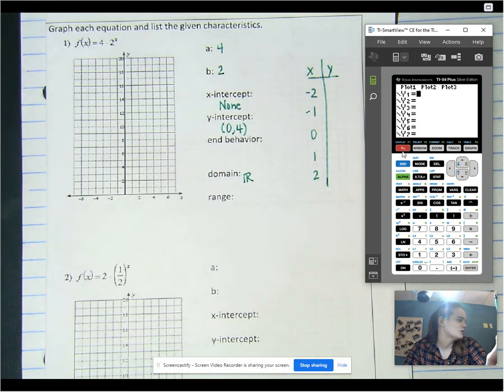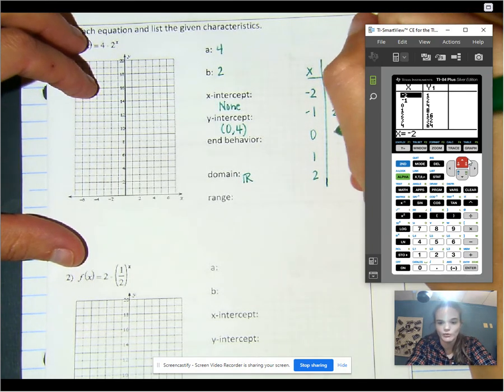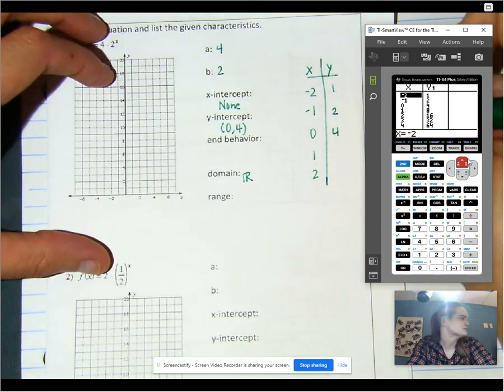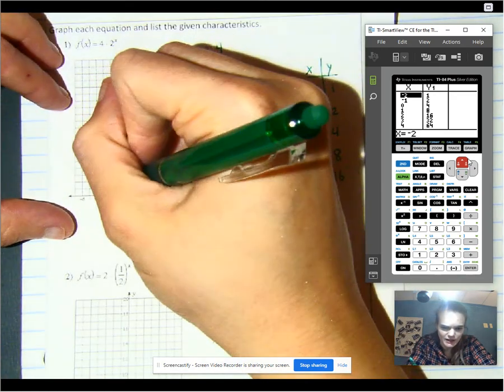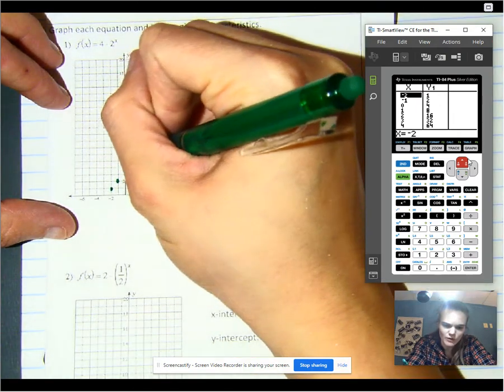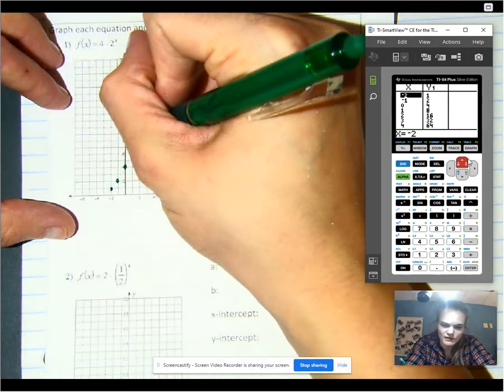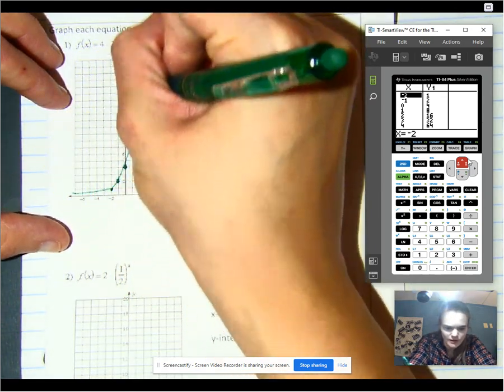So remember, I'm going to go to y equals. I'm going to type in 4 times 2, raise it to the x power. Then I'm going to press second and graph. Okay, and I got to go up so I can see -2. So -2 is at 1, -1 is at 2, 0 is at 4, where the y-intercept is, 1 is at 8, and 2 is at 16. And I can actually graph all these this time. So (-2, 1), (-1, 2), (0, 4), (1, 8), (2, 16). Okay, graph, there we go.